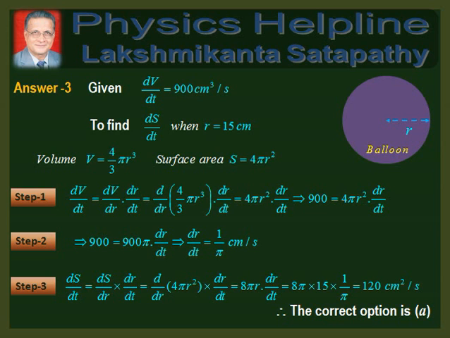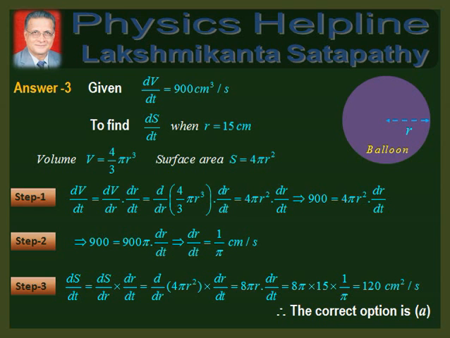Now, to solve the problem, let us establish a relation between the quantities involved in the question as follows. Now, the volume of a sphere of radius r is given by V is equal to 4 by 3 pi r cube and its surface area is given by S is equal to 4 pi r square. In the first step, we differentiate the volume with respect to time using the chain rule of differentiation, which gives dV by dt is equal to dV by dr into dr by dt. Putting V is equal to 4 by 3 pi r cube, we get dV by dt is equal to d by dr of 4 by 3 pi r cube into dr by dt.